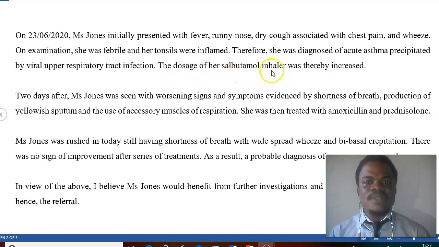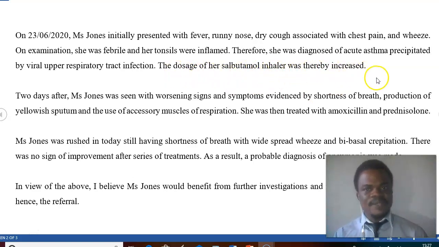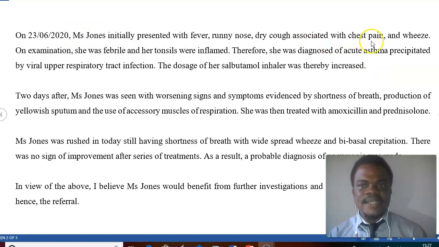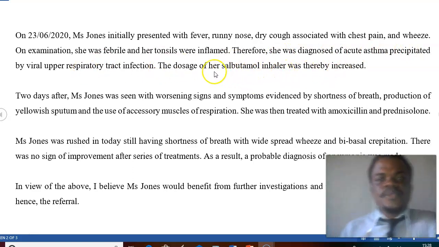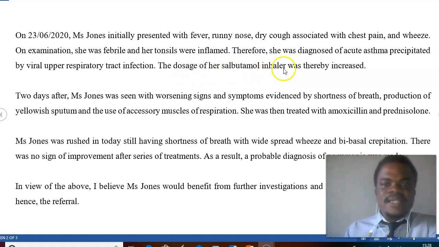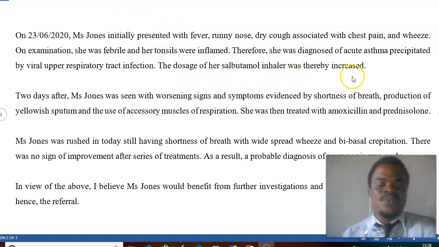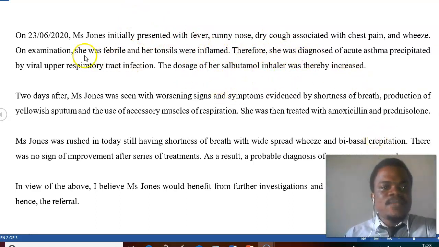"The dosage of salbutamol inhaler was thereby increased." So the first sentence is the symptoms, the second sentence is the examination, the third sentence is the diagnosis the patient was given, and my last sentence talks about the treatment. You can even merge the sentences, making them more complex, which would be admirable. Then this is my third paragraph. Now my fourth paragraph.